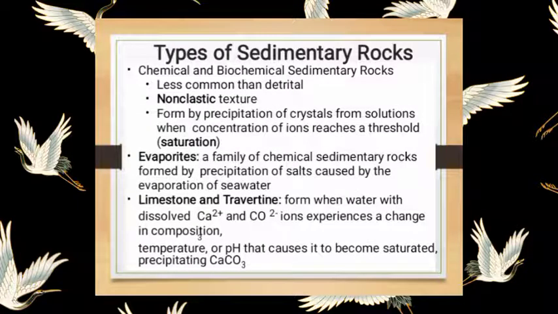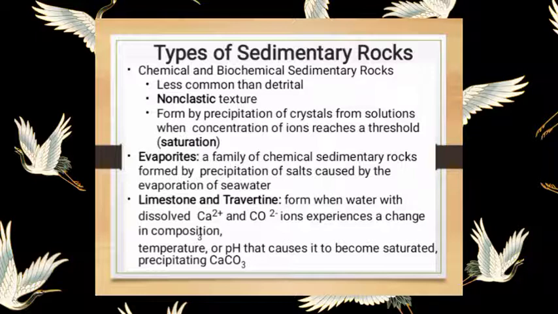Chemical and biochemical sedimentary rocks are less common than the detrital, with a non-clastic texture formed by precipitation of crystals from solutions when the concentration of ions reaches a threshold, or saturation. Evaporites are a family of chemical sedimentary rocks formed by precipitation of salts caused by the evaporation of seawater.